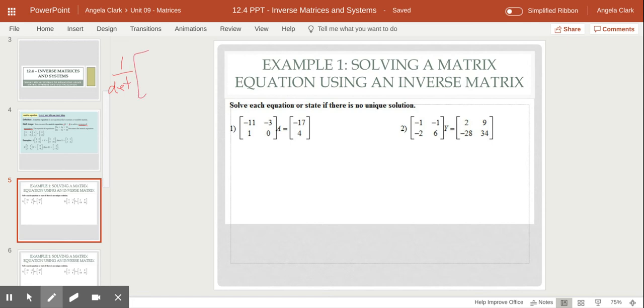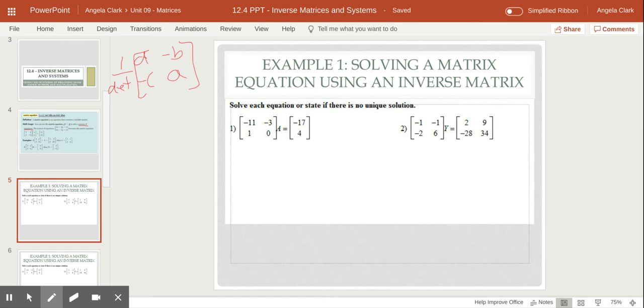times, I change the positions of these two and I make these two negative. So assuming that this was originally A, B, C, D, right? I switch the position of these two and I make these two negative. So the first thing I need to do is I need to find the determinant. So I have to find the determinant of this, which is this diagonal minus this diagonal.